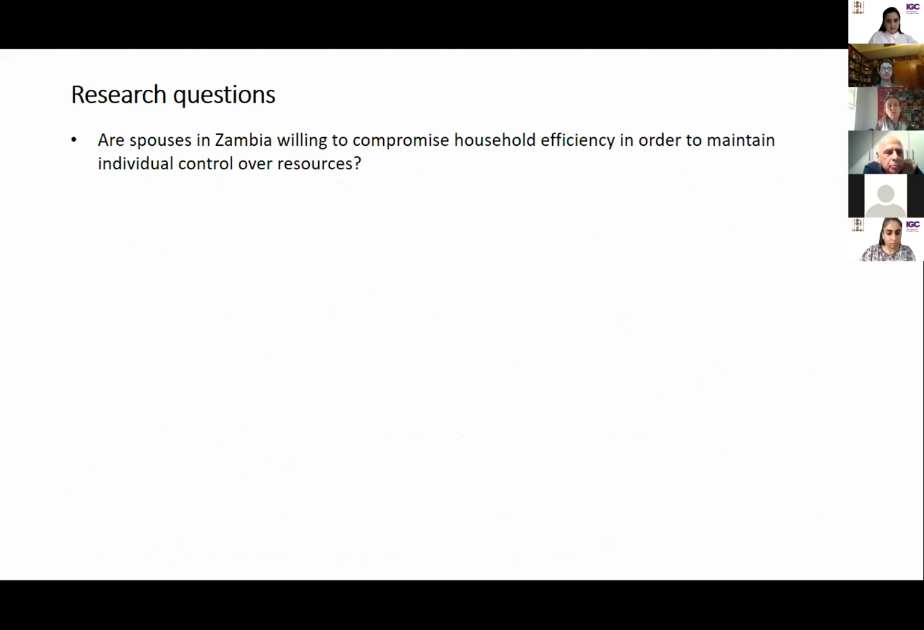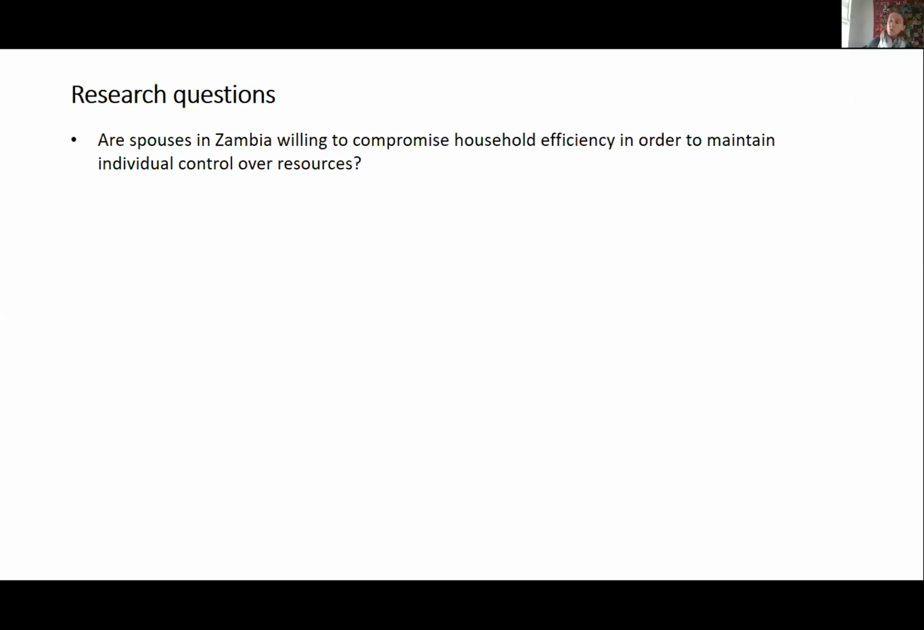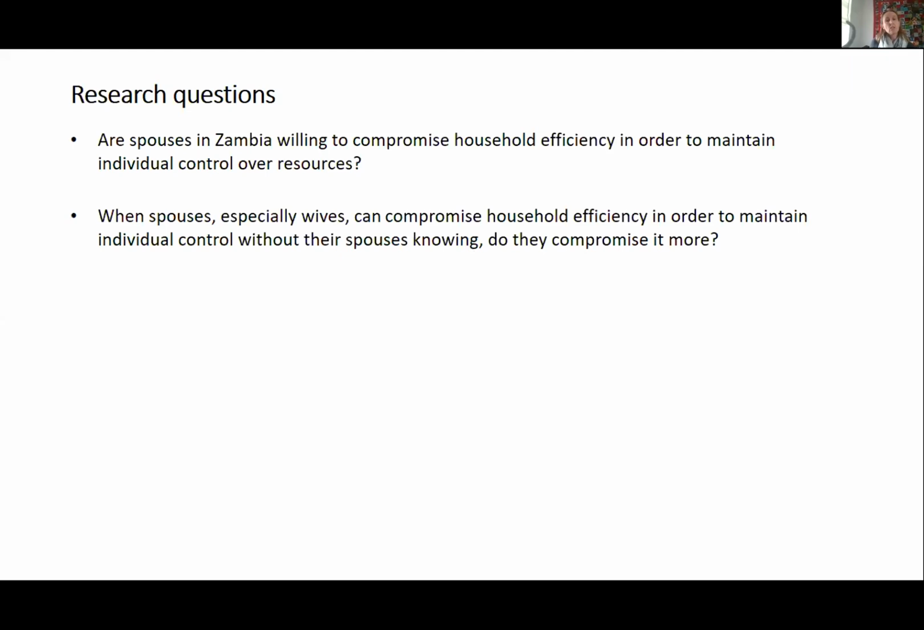So here are our research questions. First of all, are spouses in Zambia willing to compromise household efficiency in order to maintain individual control over resources? In other words, can we replicate in Zambia the finding that people have generated in many countries across the world? The next question is, when spouses, and especially wives, can compromise household efficiency in order to maintain individual control without their spouses knowing what they're up to, do they compromise it more? In other words, is information asymmetry playing a role here?